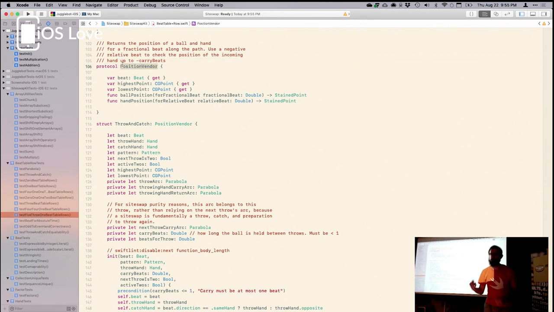It's a protocol because I have position vendors for balls and for held balls and for hands and a few different things that can move around in the juggling scene. And then the positions of all the balls are calculated, and then the hands are put in afterwards. So I could turn off the juggler, and the balls are just going by themselves.